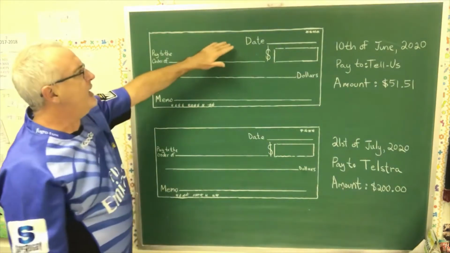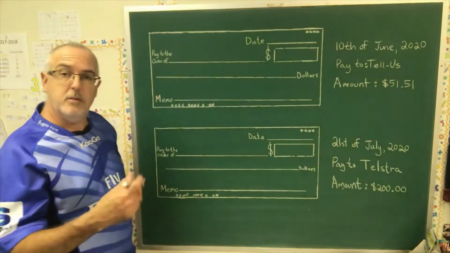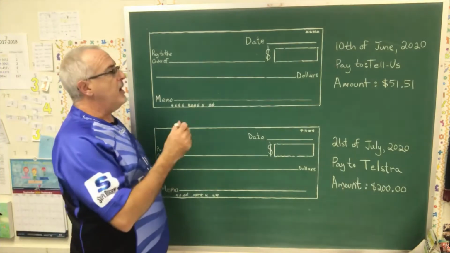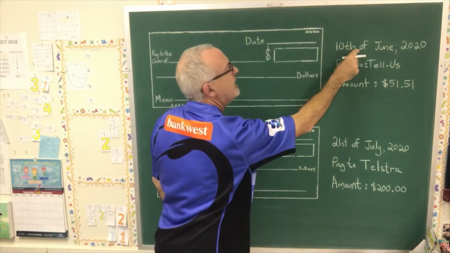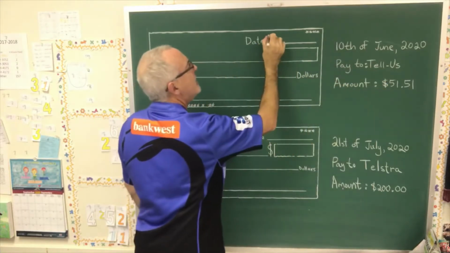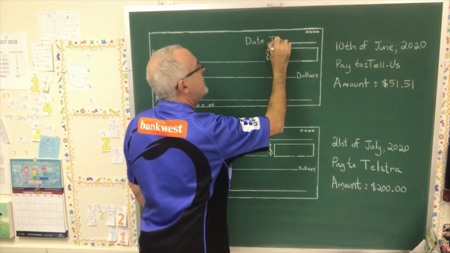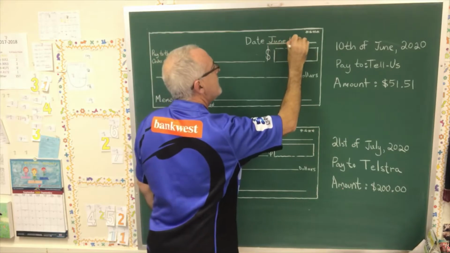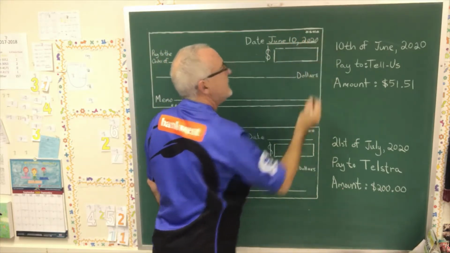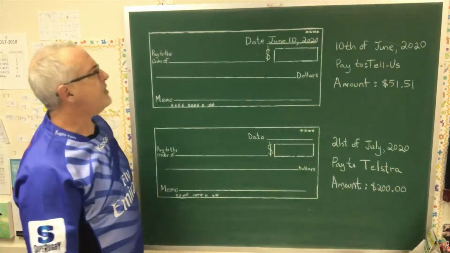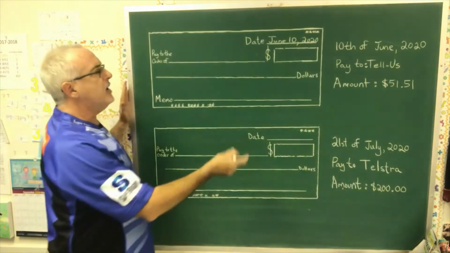The date can be entered in more than one way. There's more than one way of writing a date. When I fill in a check, I like to write the date in this fashion. We have the 10th of June 2020. I write June 10, 2020. Yes, 2020. Then the amount, I'll fill in that next.